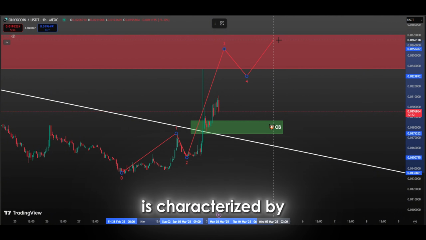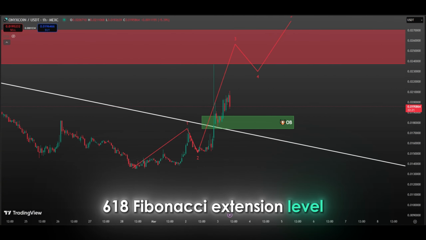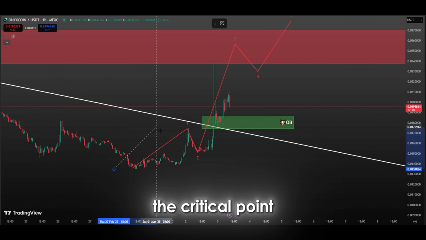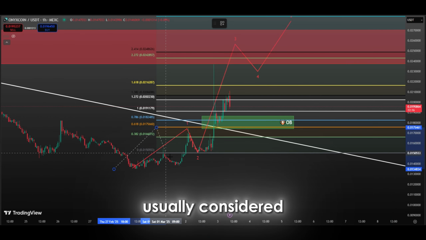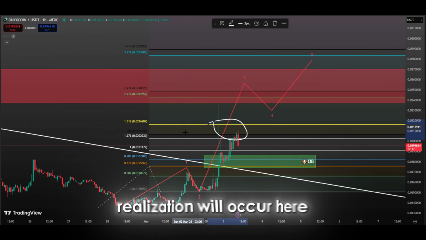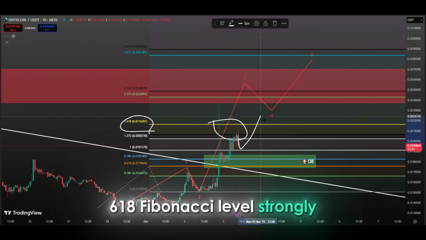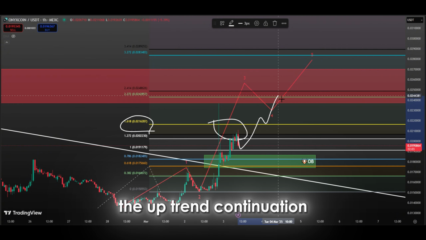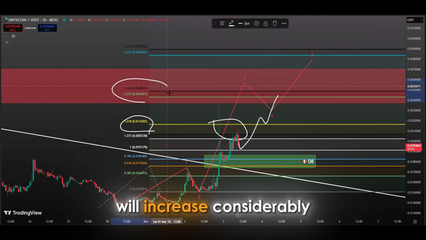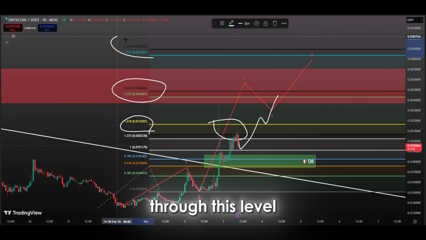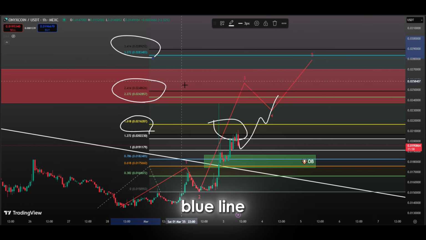The third wave is characterized by reaching the 1.618 Fibonacci extension level, which is exactly the critical point at the moment. This level is usually considered the natural target of the third wave, and there is a high probability that some profit realization will occur here. However, if the price breaks this 1.618 Fibonacci level strongly, the probability of the uptrend continuation will increase considerably. If the buyers manage to break through this level, the green line and then the blue line will be the next important resistance area to target.